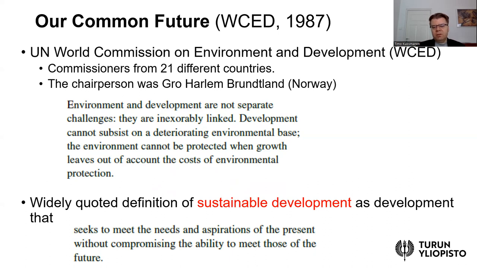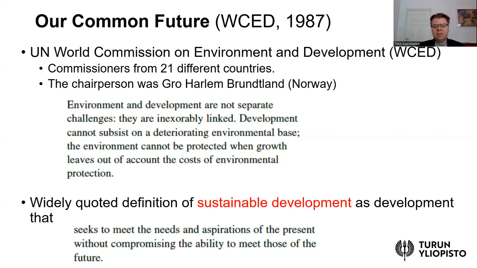So this report defines sustainable development as development that seeks to meet the needs and aspirations of the present without compromising the ability to meet those of the future. So you might feel that this is perhaps somewhat vague, but anyway, at that time it was at least something that could be rather commonly accepted and understood as what is sustainable development. There is very much a development emphasis and a forward-looking emphasis, but at least it's good to have some kind of operational definition. What do we mean by sustainable development?